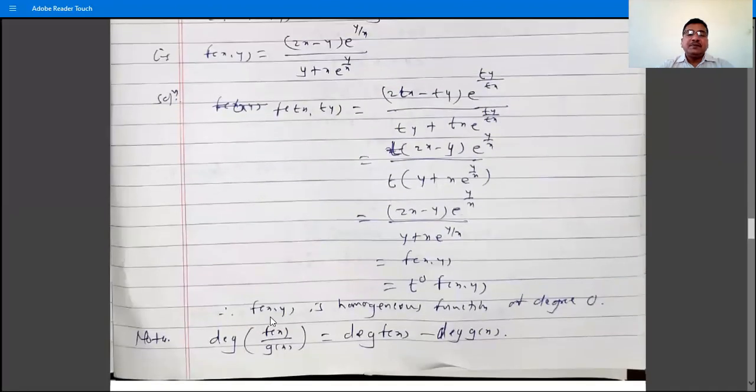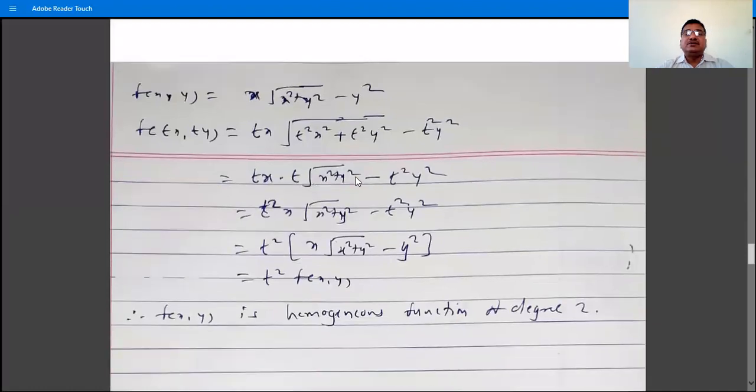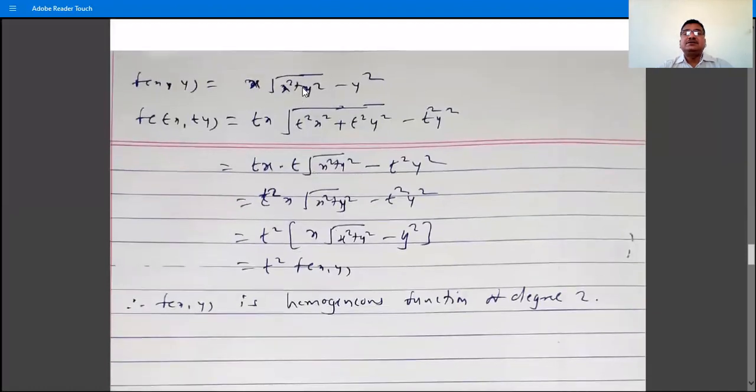So f(x)/g(x) is a homogeneous function if both f(x) and g(x) are homogeneous functions. So we'll solve these problems. f(x,y) is x root x square plus y square minus y square. If we find f, this is a homogeneous function of degree 2.